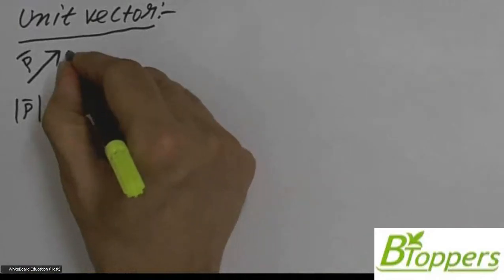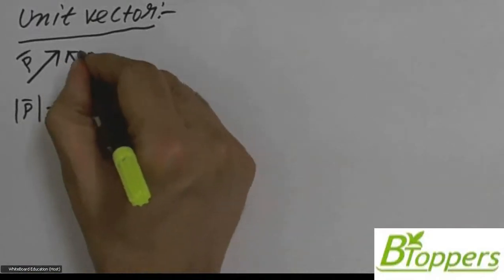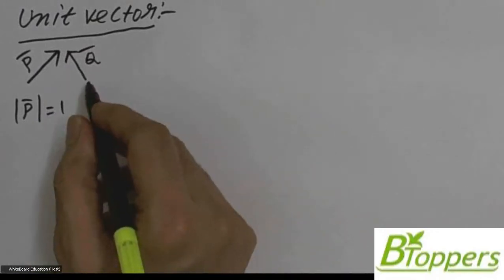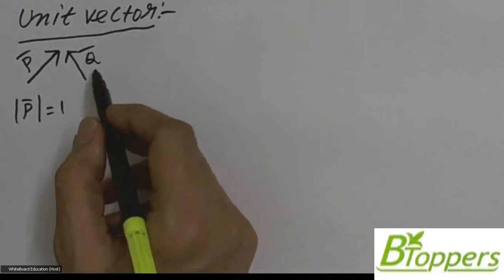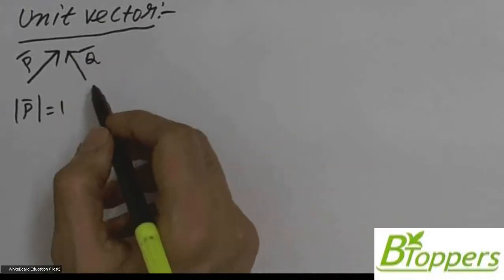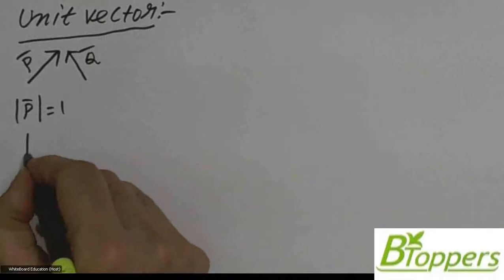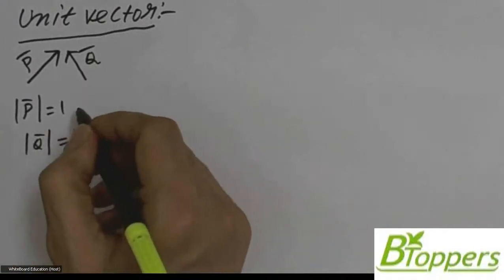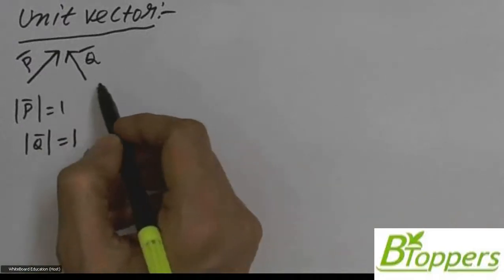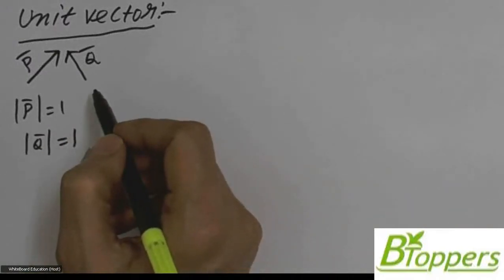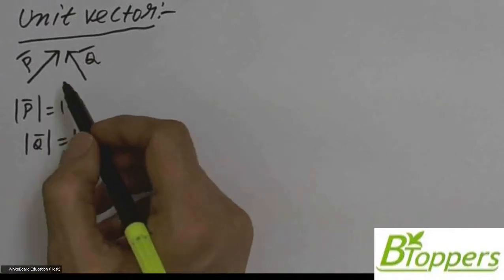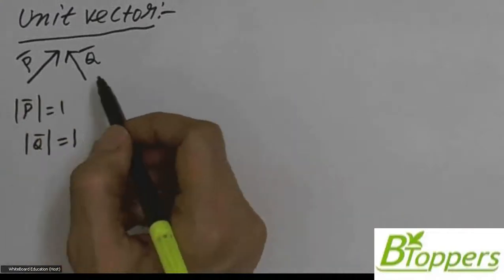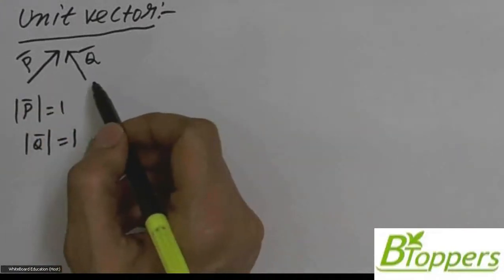Suppose we are given that Q bar represents another unit vector which acts in the direction indicated in the figure. You can write modulus of Q bar equal to 1. Can we say that P bar equal to Q bar? No, you cannot say P bar equal to Q bar in the given figure because the directions of the two vectors are different.